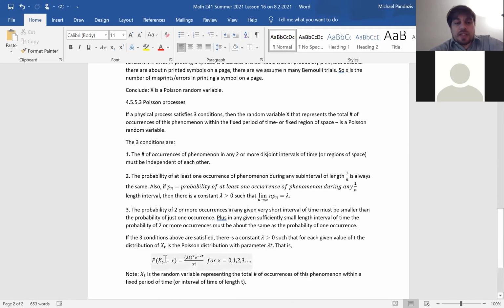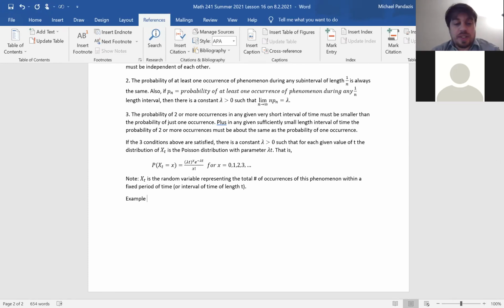So if these three conditions are satisfied, the probability that there are little x many occurrences of a phenomenon in an interval of time of length little t, denoted by this lowercase t, that probability function is this, for any non-negative integer little x. So it's the probability that there are zero occurrences or one occurrence or two or three and so forth in an interval of time of length little t. Little t is not representing a point in time. It's representing the length of an interval of time.